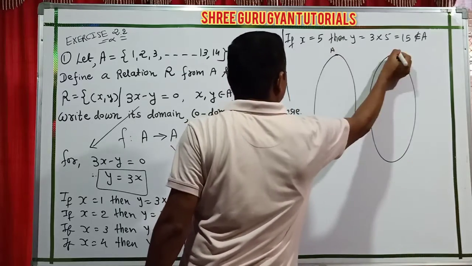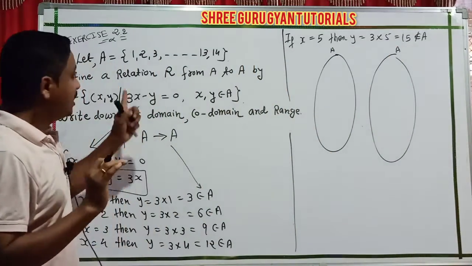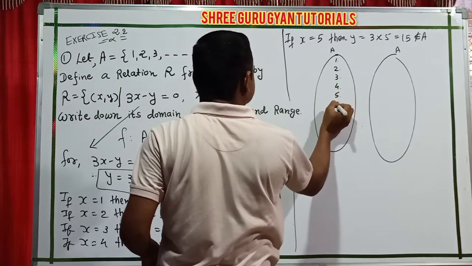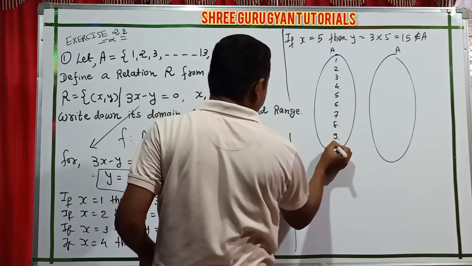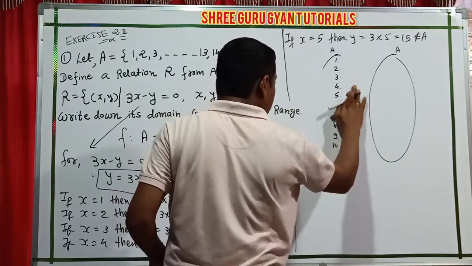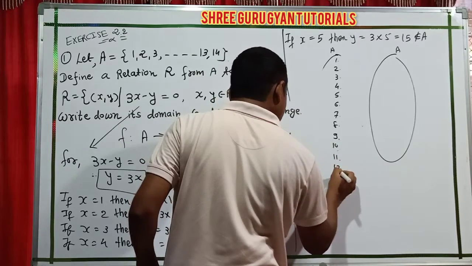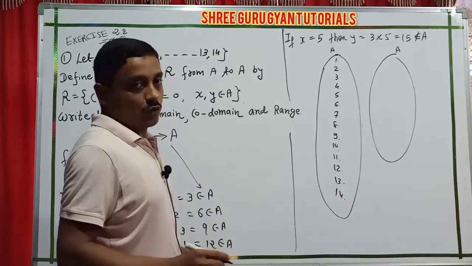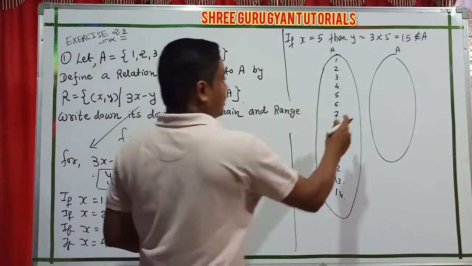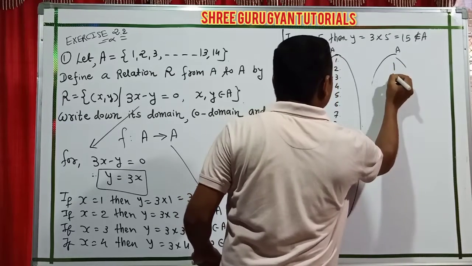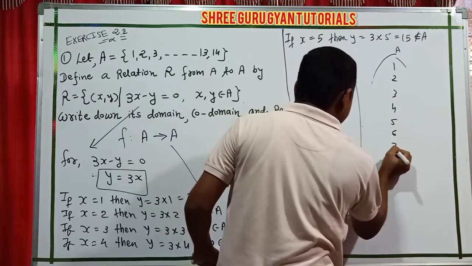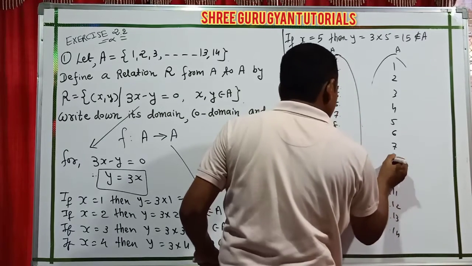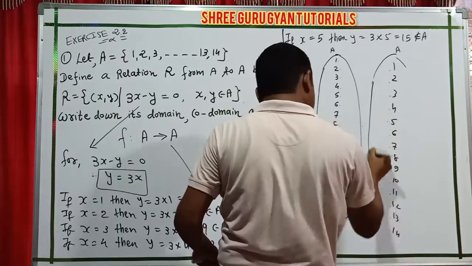From A to A, I now show the arrow diagram. A is 1 to 14. Here 1, 2, 3, 4, 5, 6, 7, 8, 9, 10. Don't worry, draw again; totally write down up to 14: 11, 12, 13 and 14. These are the elements of the domain side. And this side is the same, students. Here write down 1 to 14: 1, 2, 3, 4, 5, 6, 7, 8, 9, 10, 11, 12, 13 and 14. But these are all our codomain members.